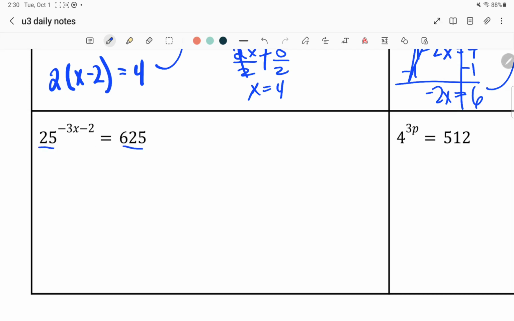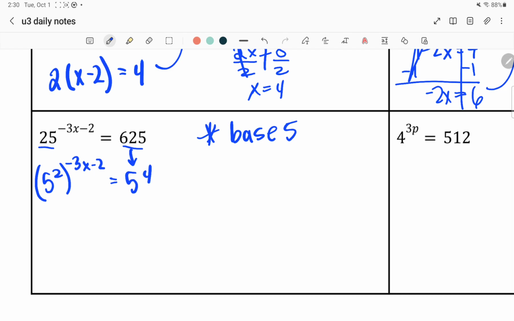25 and 625 are both really big, but if I look at my half sheet, I see that they both go into a base of 5. So 25 can become 5 squared to the -3x minus 2. And 625 can become 5 to the 4th power. Now that my bases are the same, I can cut them out, and I can say 2 times -3x minus 2.